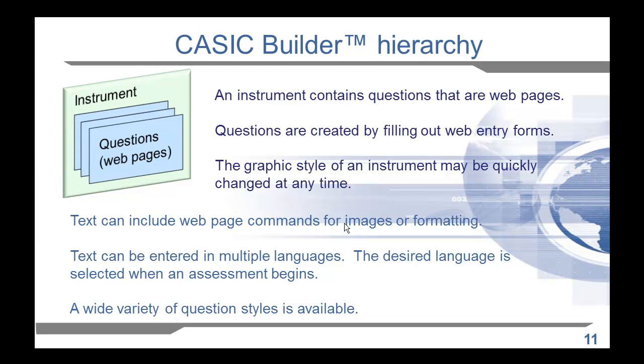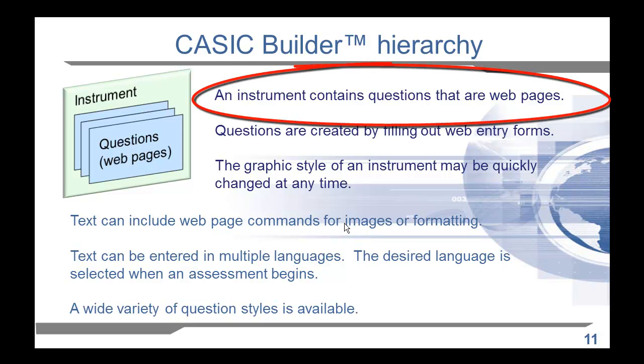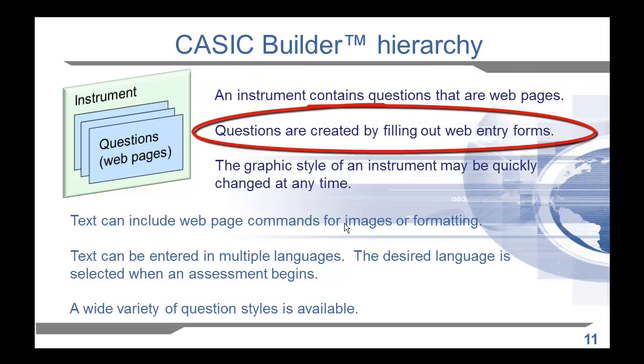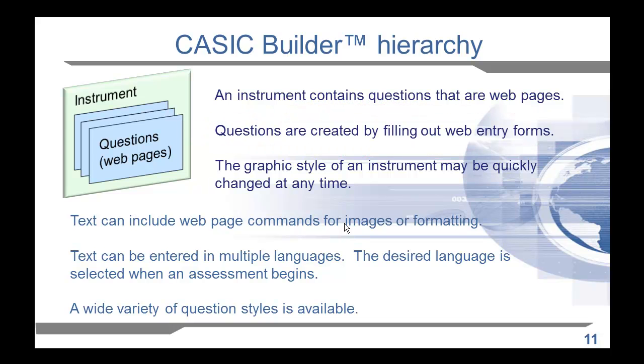Finally, we examine instruments. Instruments contain questions that are web pages. Questions are created by filling out web page entry forms. CASIC Builder provides entry forms for a wide variety of question styles. Each question adds one or more data columns to a response table in the database. We suggest building and testing a questionnaire in one language, then adding additional text for other languages.